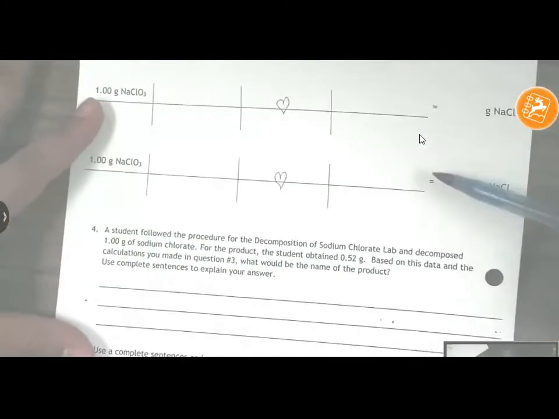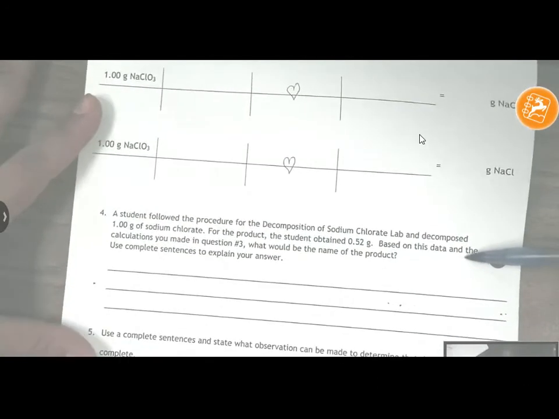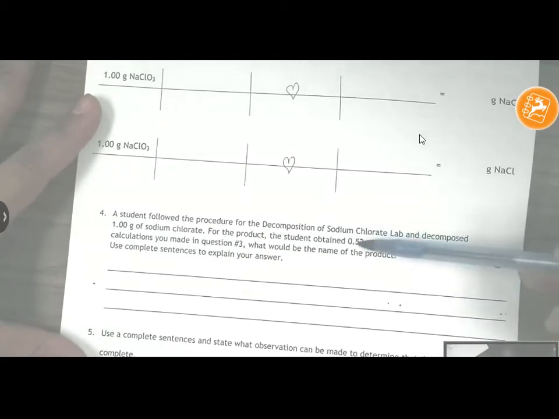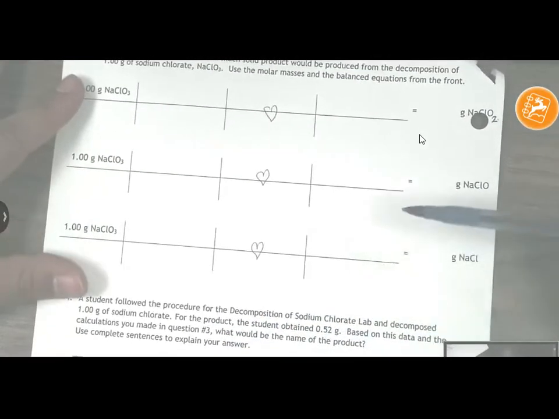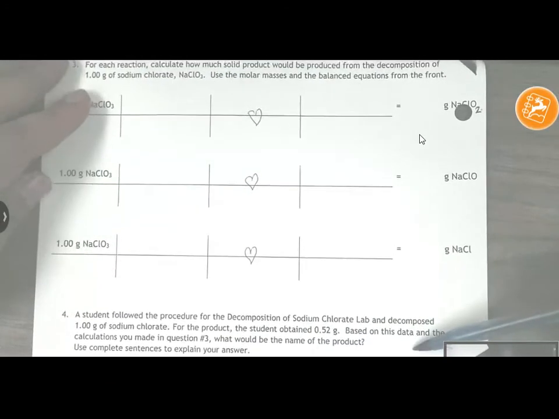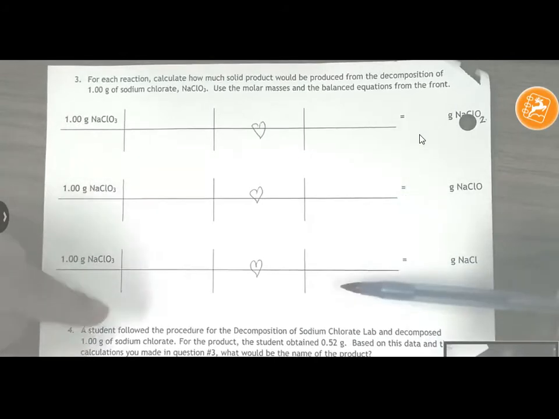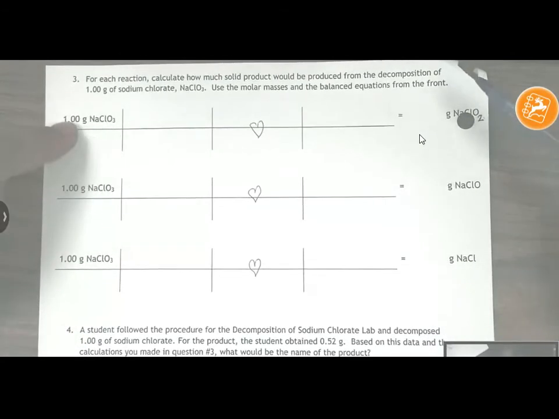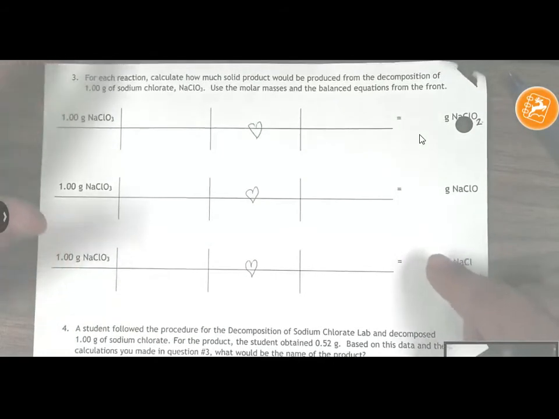So then a student followed the procedure for the decomposition of sodium chlorate and decomposed 1.00 grams of sodium chlorate. For the product, the student obtained 0.52 grams. Based on this data and the calculations you made in equation 3, what would be the name of the product? So ideally what this student did is they figured it out for each one, right? So let's say this is 1.00, and I'm just going to make up numbers. I'm not saying that this is right. So this is made up data.